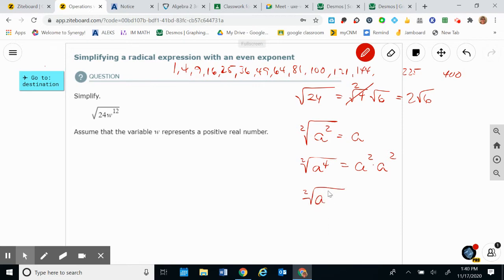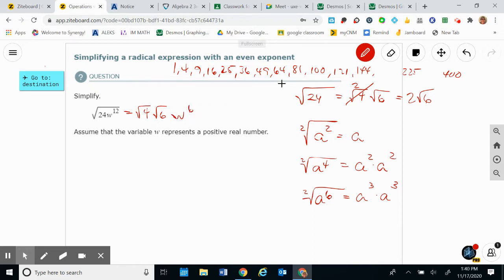What's the square root of a to the 6th? That's a to the 3rd times a to the 3rd. So you can see that it ends up being dividing the exponent by 2. Okay, so because of that, we're going to break this up. This thing is going to be broken up into 4 times 6. Break it up into pieces. And then that's going to just be w to the 6th.